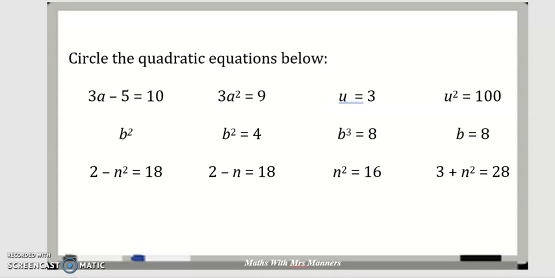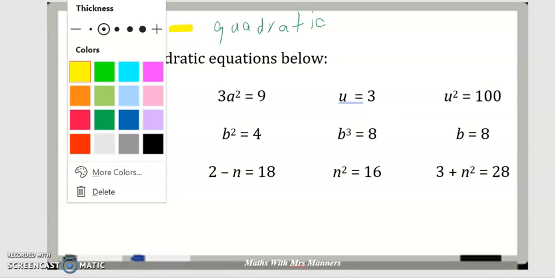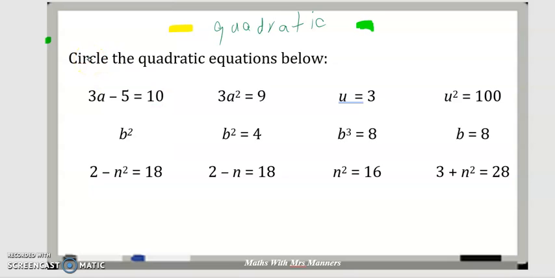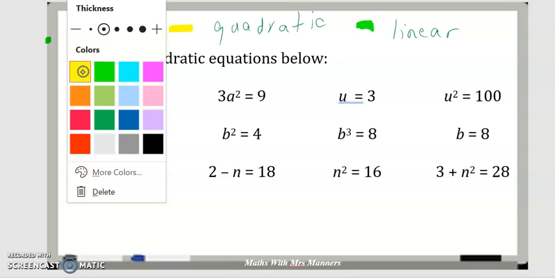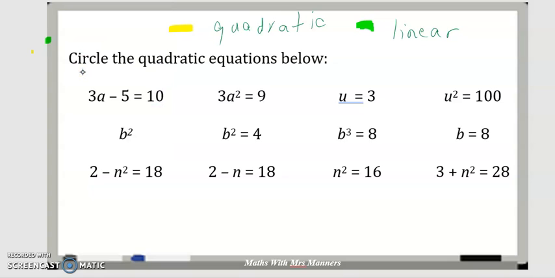So on this next slide, I want you to have a look at all the equations that I've given you, and I want you to circle those that are quadratic. In this video, we'll use yellow for the quadratic equations, and we'll do the linear equations in green. So use a bit of thinking time now, because those are the two types of equations you are expected to solve when you are in year 8. So let's have a look. Pause the video if you need a bit more time, categorize your equations, and then unpause to see if your answers are the same as mine.